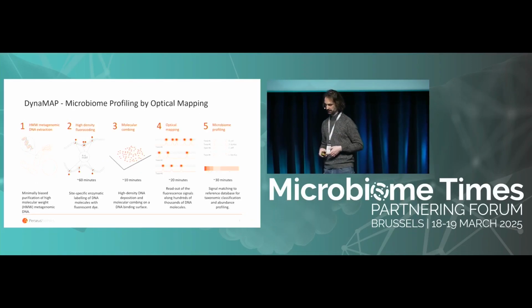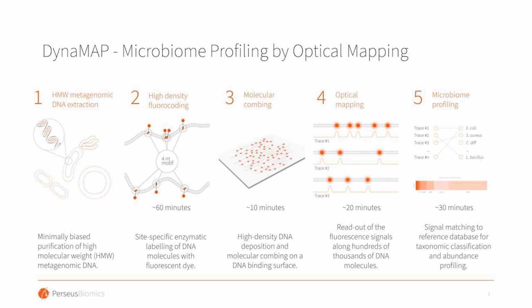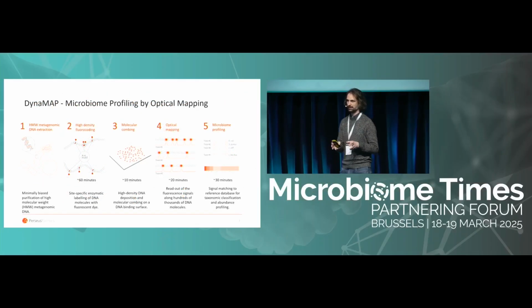So in our approach, we follow these 5 steps. And the first step will, of course, not surprise you. In this first step, we do high molecular weight metagenomic DNA extraction. We've optimized this specifically for gut microbiome samples, but we've worked with other types of samples as well. And so what we do here is extract really long DNA molecules, 40 kilobase pairs, up to 50 kilobase pairs long, so extremely long metagenomic DNA.